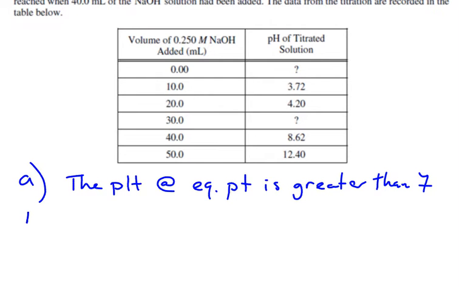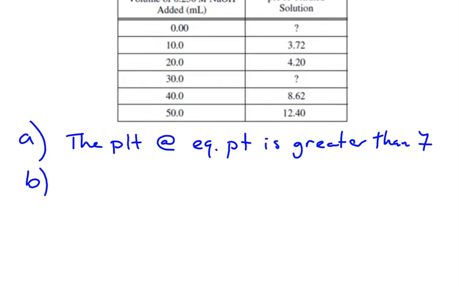Letter B. Go back to your groups. Write the balanced net ionic equation for the reaction that occurs when the solution of NaOH is added to the solution of HA. What does that look like? Confirm with your colleagues. So chemical equation. And there's a key thing, the net ionic, that's important.